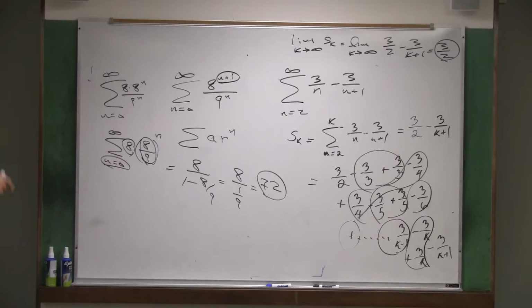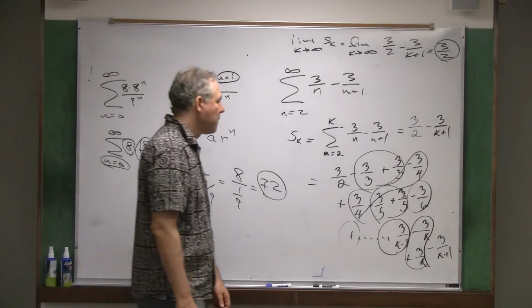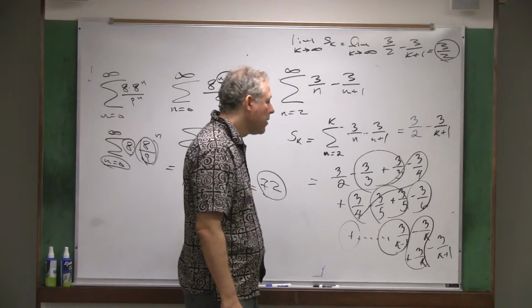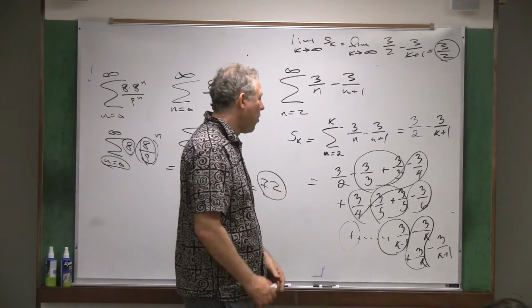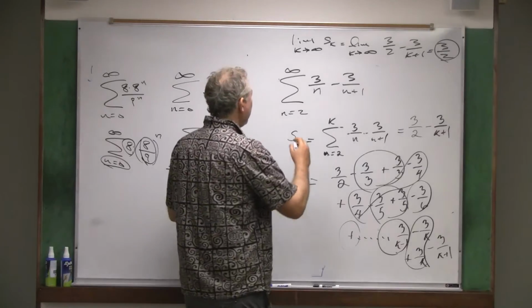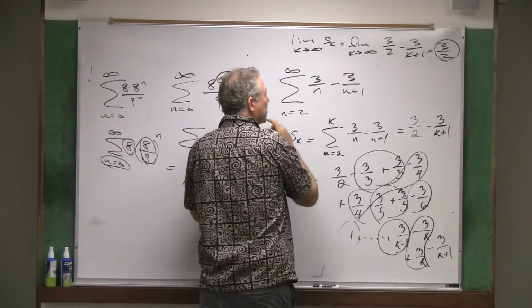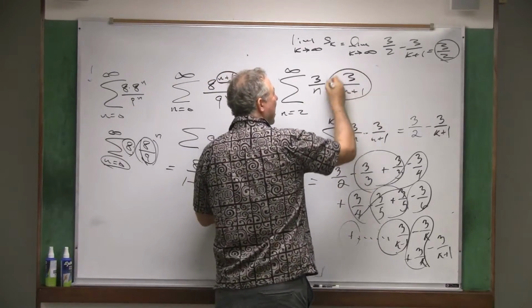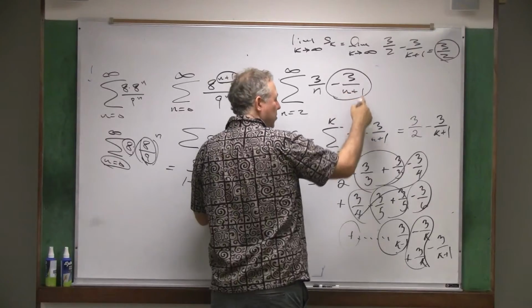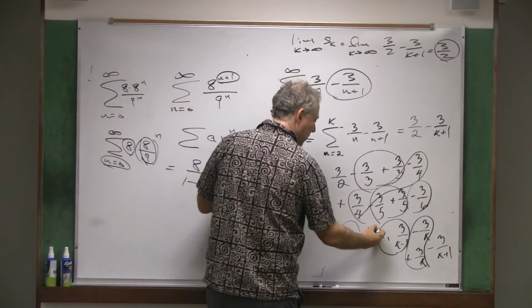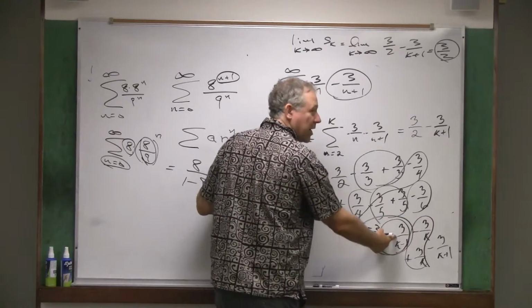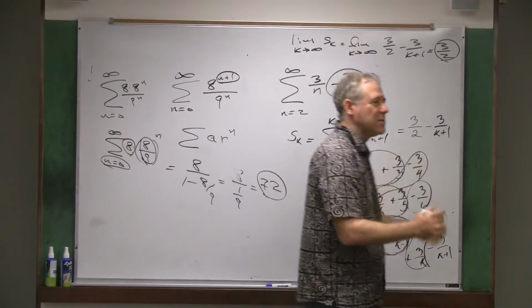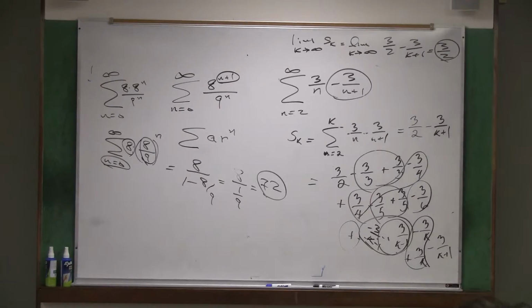Why does the 3 over k minus 1 cancel? It's going to cancel with the one before it. When we got to k minus 2, we're subtracting 3 over k minus 2 plus 1, which is k minus 1, so the one before it is a minus 3 over k minus 1, and it's going to cancel that. You just have to see the beginning pattern of the process. Okay?